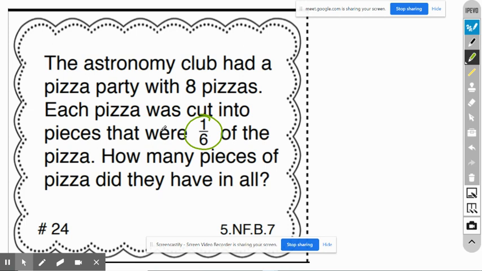Can you draw 8 pizzas? If you already did draw, that's fine. Do you have 8 pizzas there? What are you going to do with each pizza? You're going to cut them into what? Okay, so cut each pizza into 6 for me. Or, like I said, if you don't want to draw the 6 like this for each pizza, you can do this. You're cutting into 6 slices, right?